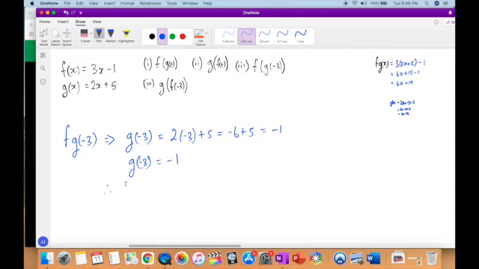Hence, for the f of the g of negative 3, I'm going to take the negative 1 and put it in f. So that is 3 times negative 1 minus 1. Yeah, 3x minus 1, that is f. And that is negative 3 minus 1, which is negative 4.